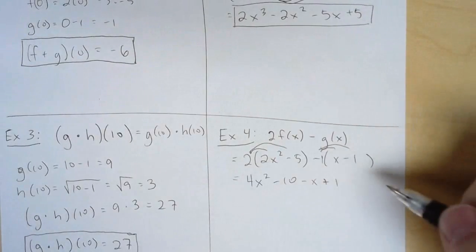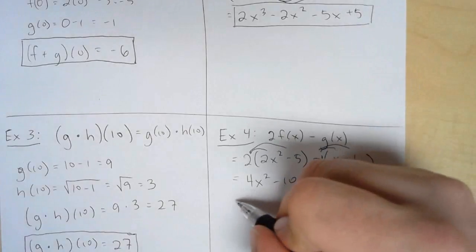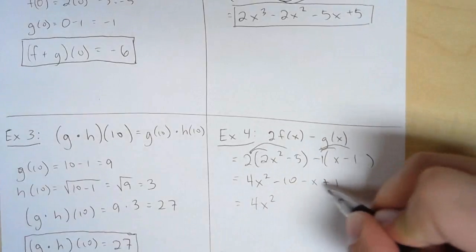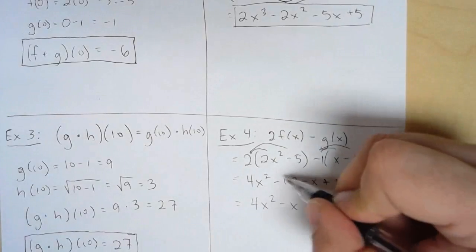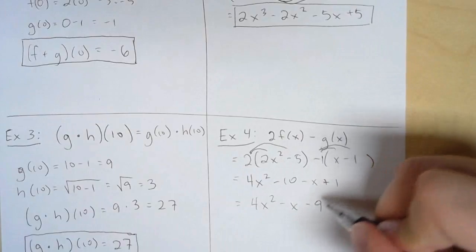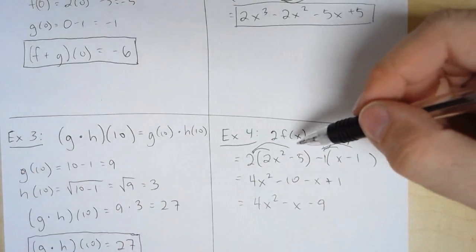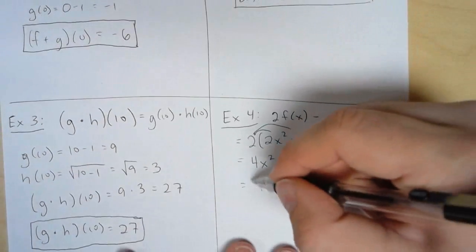So I've got some x squareds, I've got some x's, and I've got some numbers. So I'm just going to write my x squared terms first, 4x squared, minus x, and then negative 10 plus 1 is negative 9. So that says 2f of x minus g of x is 4x squared minus x minus 9.